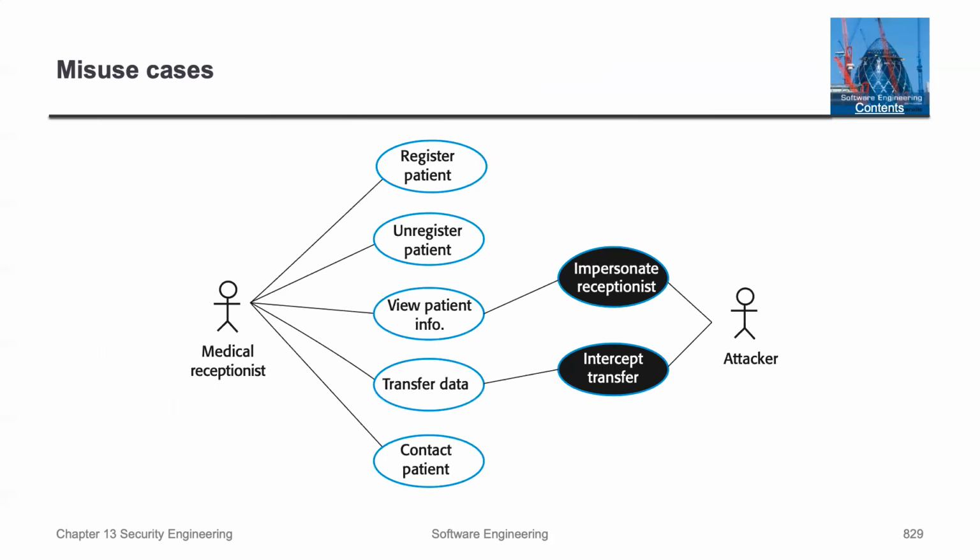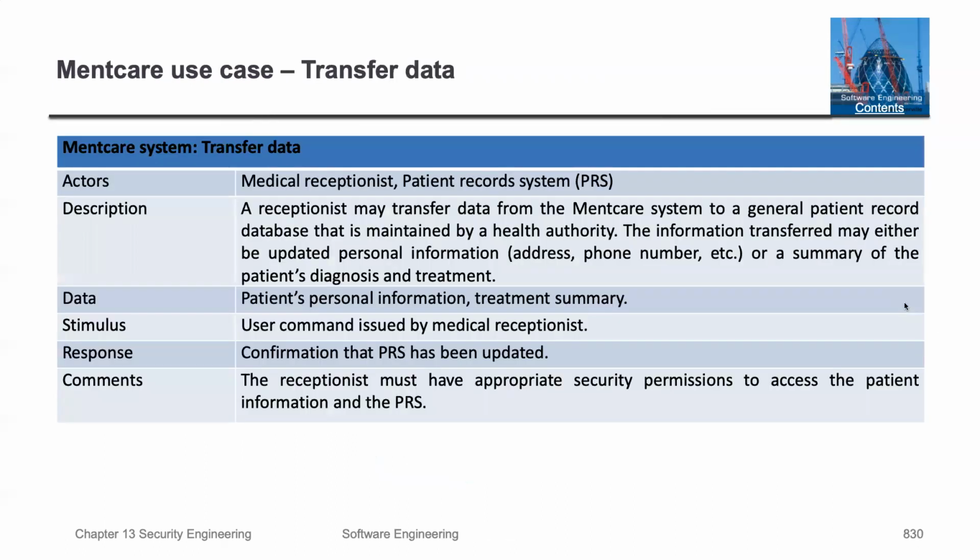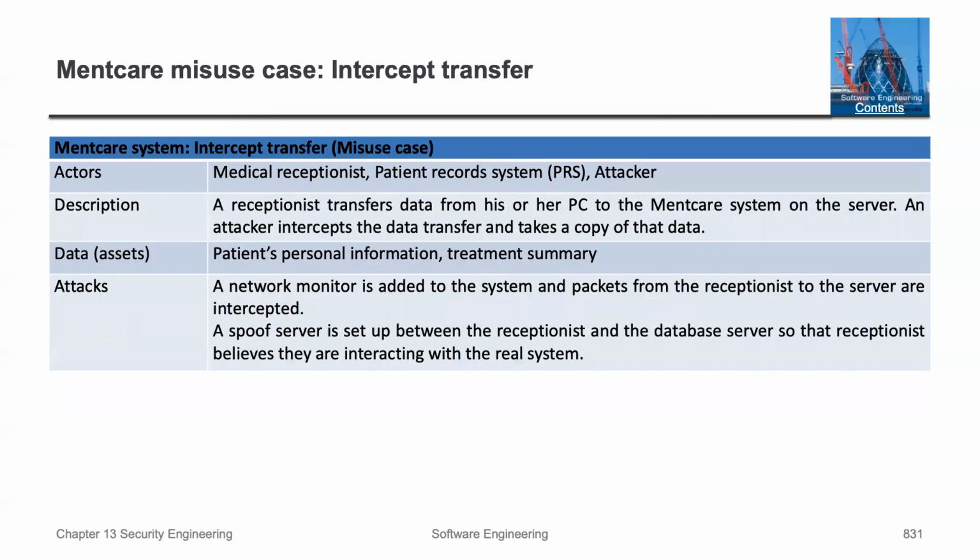So here's an example of what that might look like. An attacker is trying to get access and looking for vulnerable ways that they can get into the transaction or viewing information of patients. So in terms of the transfer, playing this out, the actors would be, say, a medical receptionist or a patient with a patient record system. So a receptionist may transfer the data, and the data is the actual treatment summary information. The stimulus would be what the receptionist is doing, and the response would be confirmation from the patient record system. For the receptionist to do this, she must have the correct security permissions to be able to access the patient records and the patient record system.